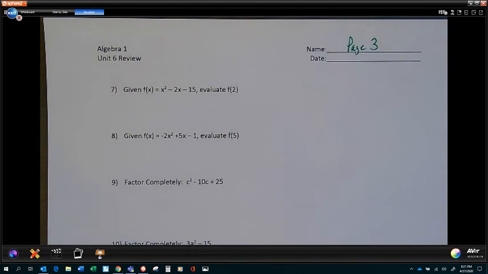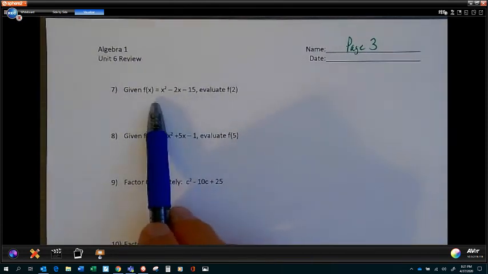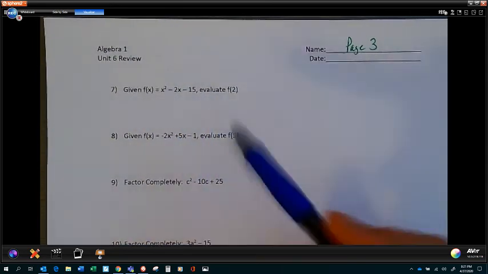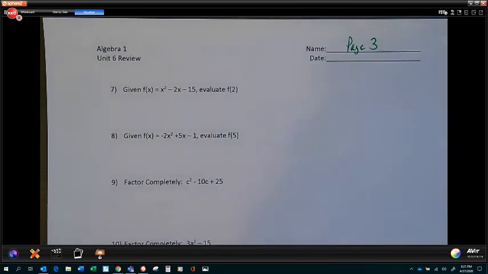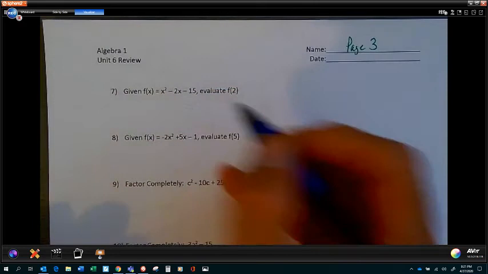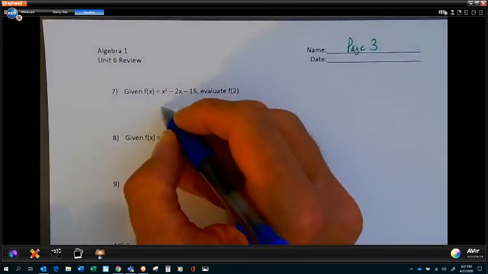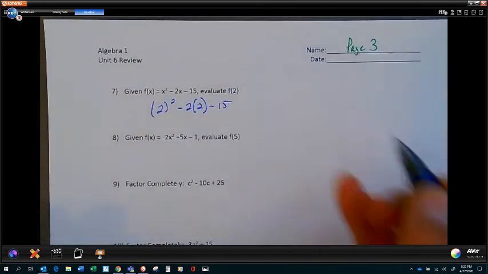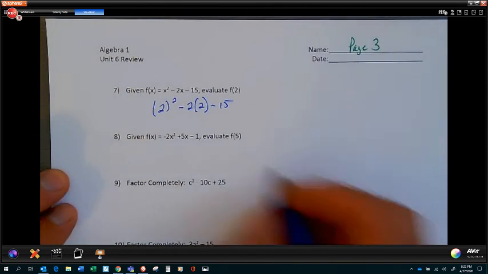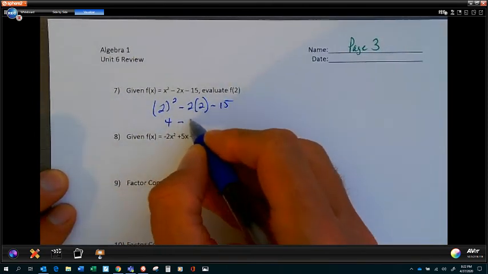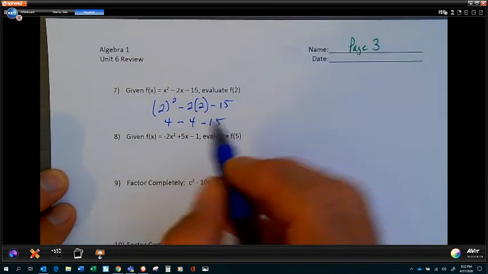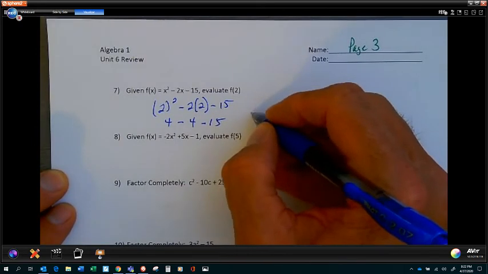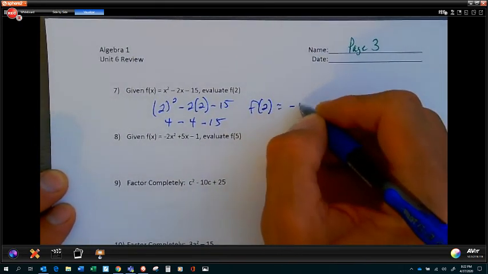And now for the last page, we're going to evaluate this quadratic as if x was equal to 2. So we're just going to substitute 2 in here, just like we would if we were doing the vertex formula and found our x and needed our y. So everywhere there's an x, you put a 2. 2 squared minus 2 times 2 minus 15. Simplifying, 2 squared is 4, minus 4, minus 15, and 4 minus 4 going left to right is 0. 0 minus 15 is going to be a negative 15. So f of 2 is going to be equal to a negative 15.